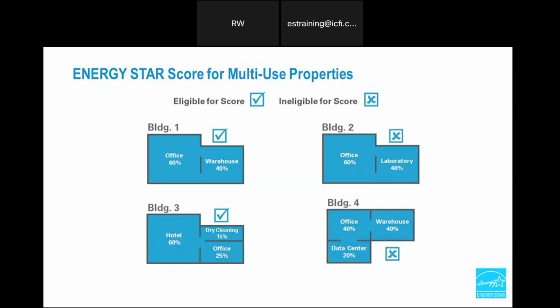Building 3 on this slide is eligible for a score because it does meet the 75% minimum requirement. Hotel and office are both eligible space types and combined make up 85% of the building GFA. This building is also eligible because the hotel is more than 50%. Finally, Building 4 is not eligible for the score, even though all three space types within it are eligible property types. This is because no one eligible property type is more than 50% of the total GFA.